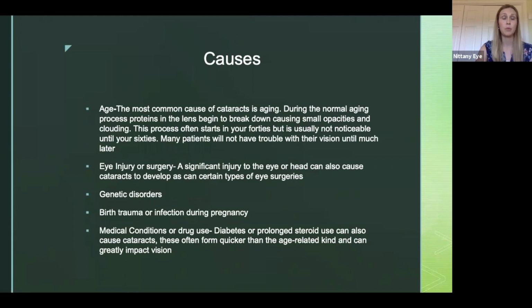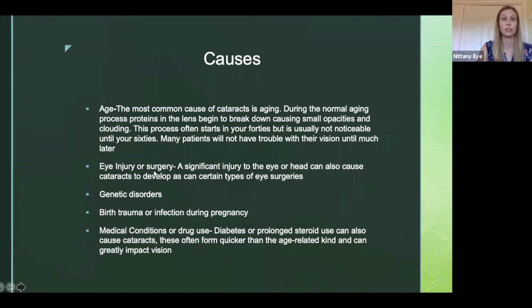So as I said, the number one cause of most cataracts is age. Cataracts do develop as part of the normal aging process. The proteins in your lens actually begin to break down, and they cause small opacities or clouding of the lens. This process usually starts in your 40s, but it's not usually till about the 60s that we can actually start seeing or noticing it. And in fact, many patients don't actually have trouble with cataracts till much later, into their 70s or their 80s.